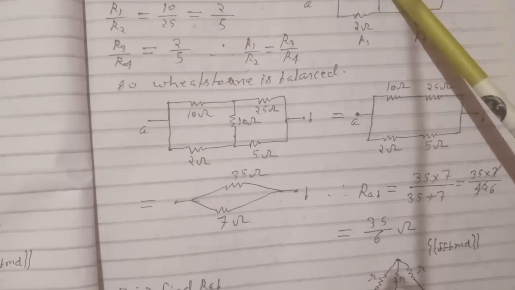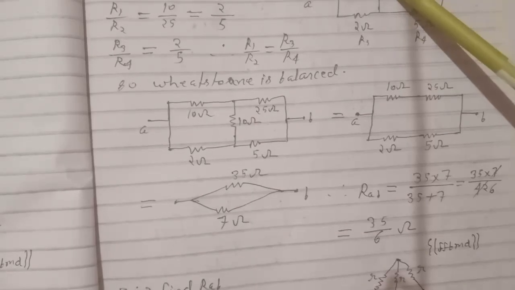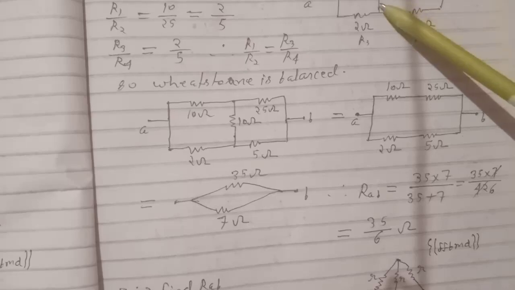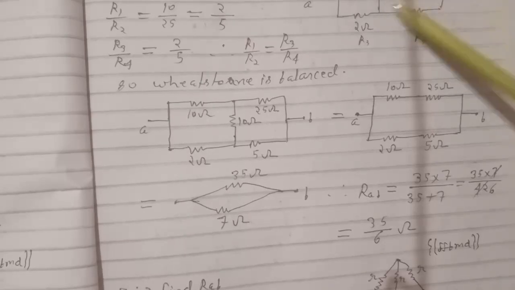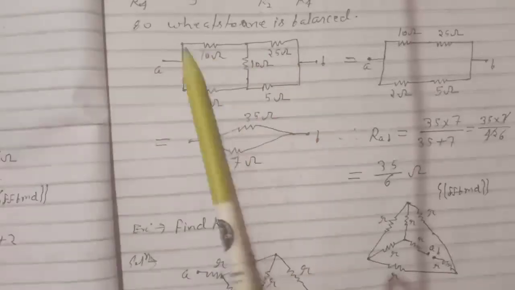For example, in this case, if we give a point name here and give another point name there, then both will be at the same potential, but they are not connected to each other. We have to keep in mind this point. So we have removed this directly, so our Wheatstone bridge is balanced.